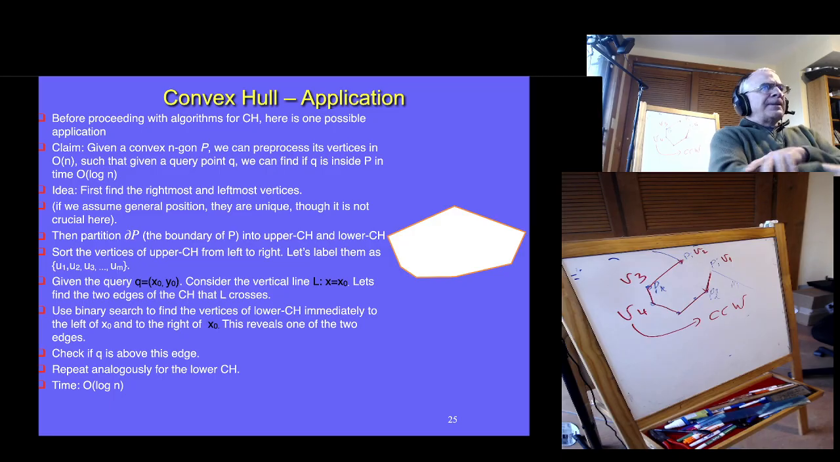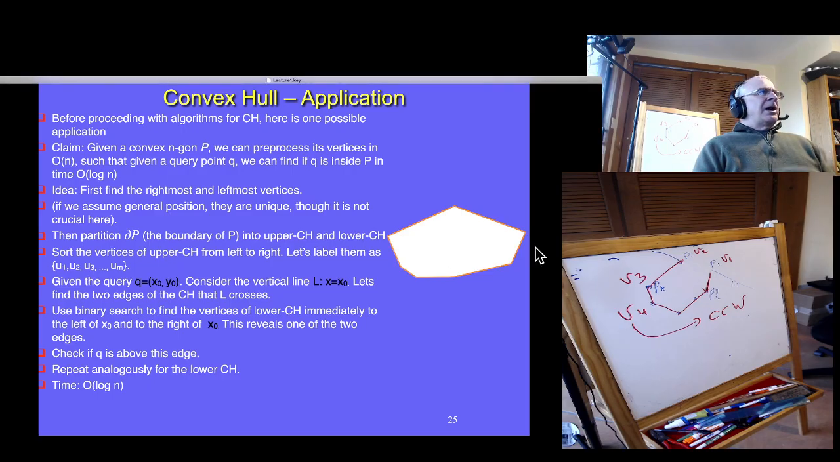Okay. Now, convex hull has plenty of applications. I'll ask you in homework 1 to answer on several of them, and here is one of them that I wanted to show you. I have a convex polygon. I'm given a convex n-gon, so n is the number of edges, which is also the number of vertices for this polygon, namely P, and I can pre-process it, meditate, think about its vertices.